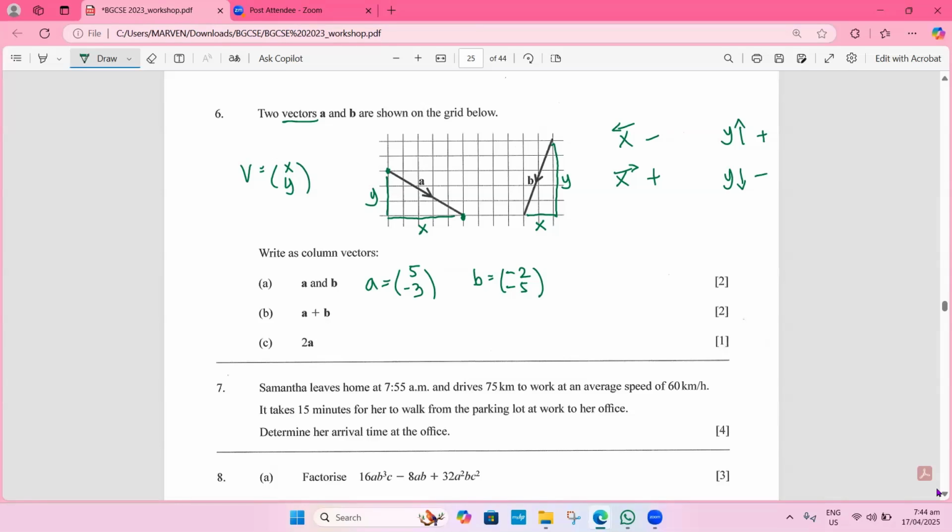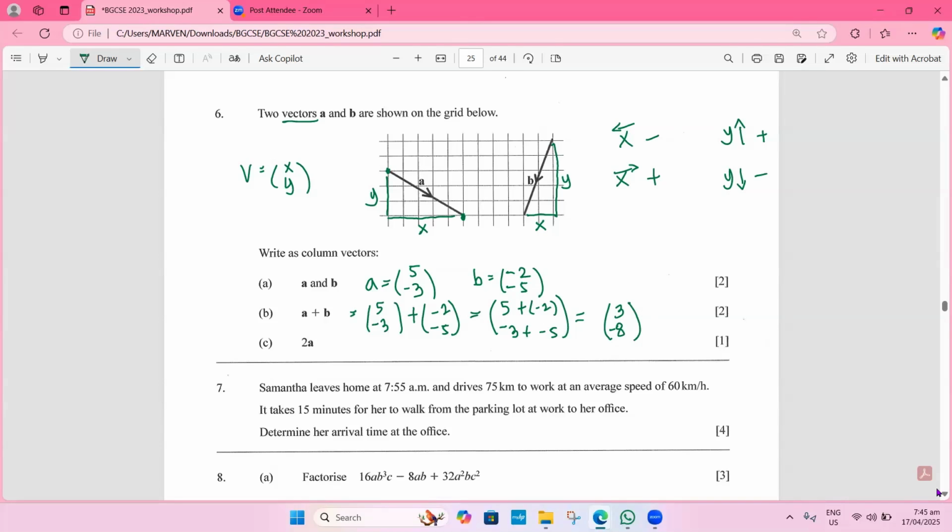Okay, that's letter A. Letter B is we're going to add the vector. So A plus B, that means 5, -3 plus -2, -5. So we're going to add the magnitudes, 5 plus -2 and then -3 plus -5. That will give us 5 plus -2 is 3, and then -3 plus -5 is -8.